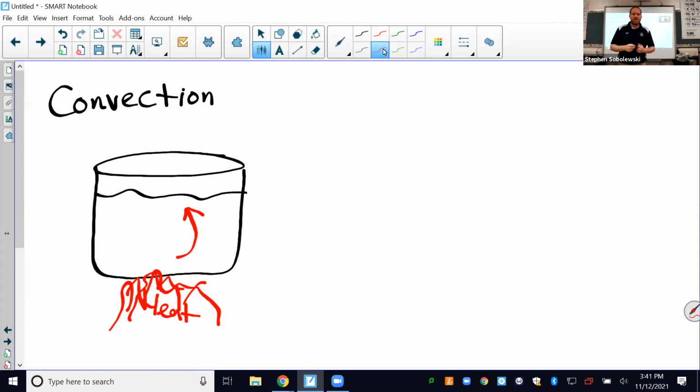So what remains in its place? A vacuum? Do you create a void of air? No, of course not. Water from the rest of the beaker is going to fill that spot in. And really, if we think about it, now that this hot water has made it to the surface, it's no longer right next to the heat source, so it's not going to heat up as fast. And now the new water at the bottom is going to heat up in its stead.